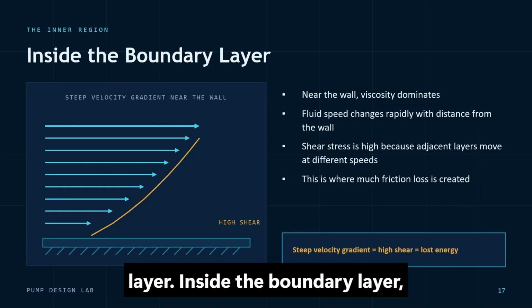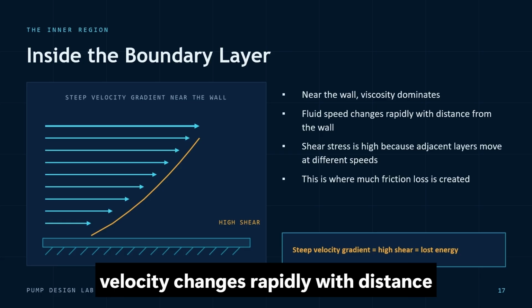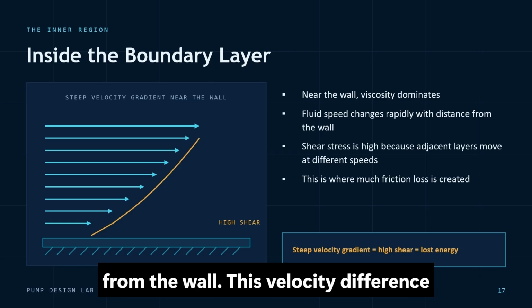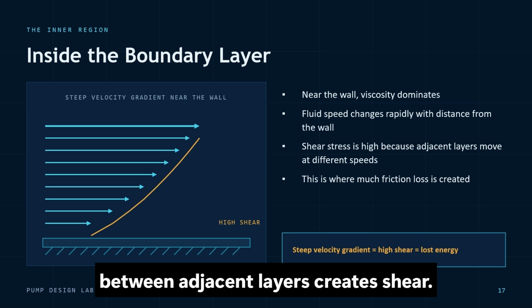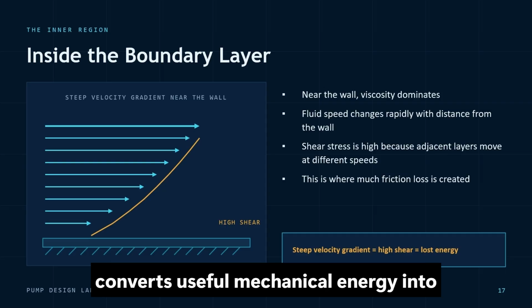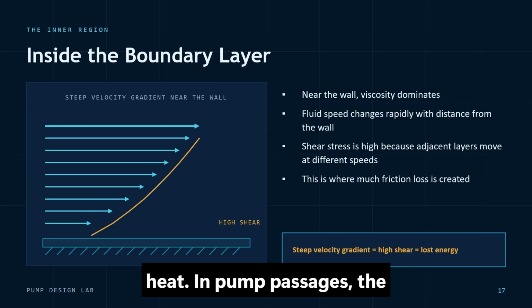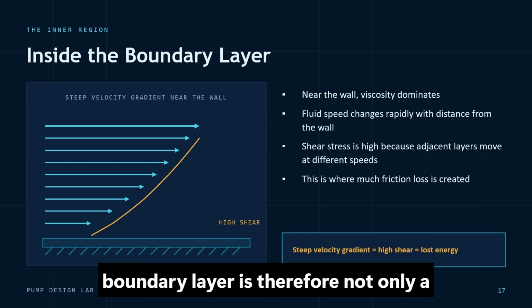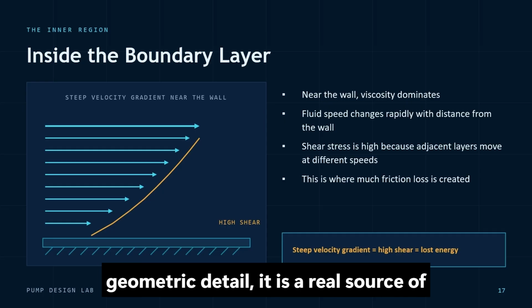Inside the boundary layer, velocity changes rapidly with distance from the wall. This velocity difference between adjacent layers creates shear. Shear produces friction, and friction converts useful mechanical energy into heat. In pump passages, the boundary layer is therefore not only a geometric detail, it is a real source of hydraulic loss.